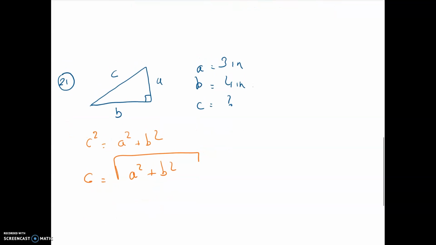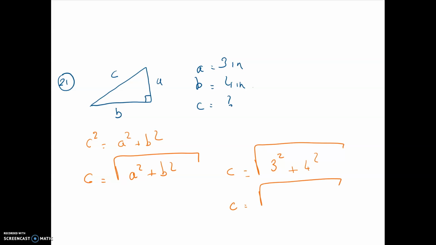And if I substitute the values of A and B inside this expression, I will have C equal the square root of 3 squared plus 4 squared. C equals the square root of 9 plus 16, which is the square root of 25, and I end up with 5.